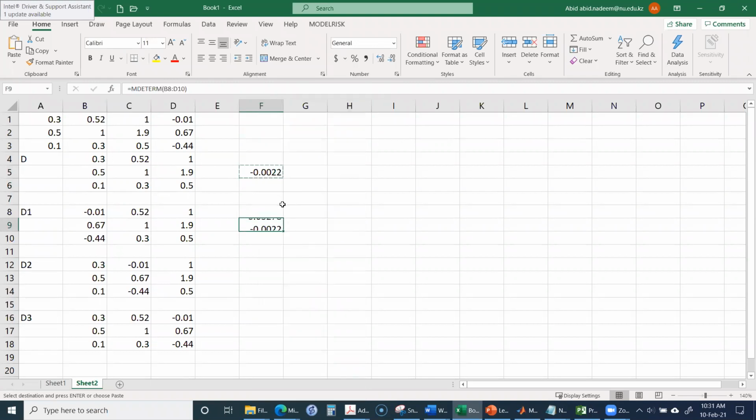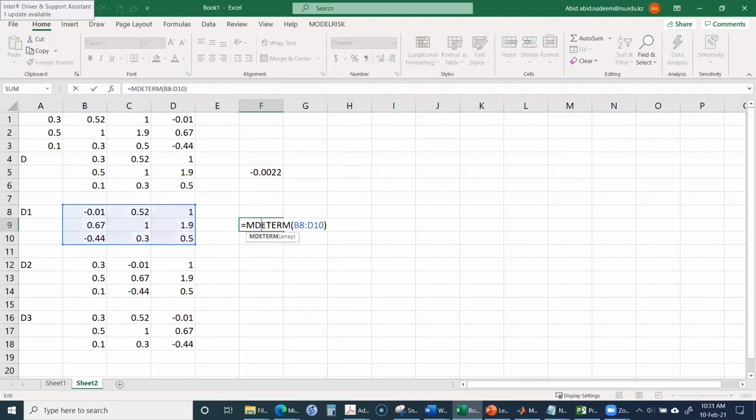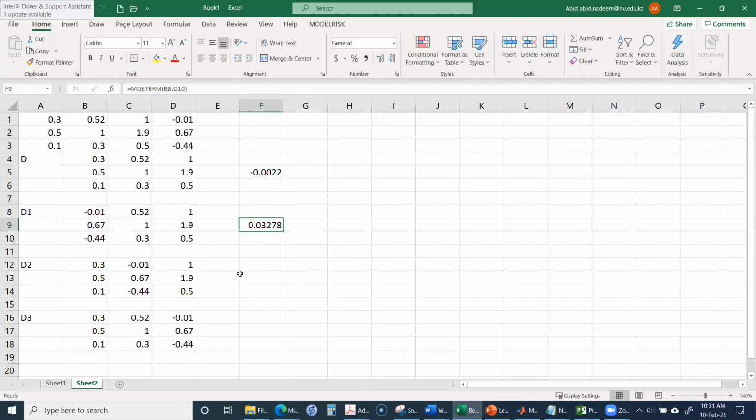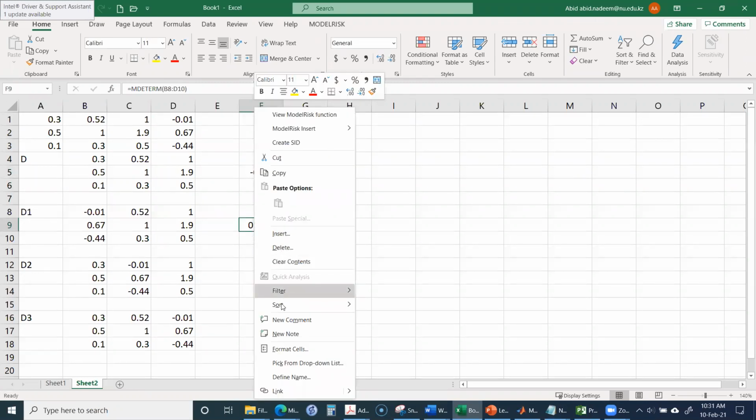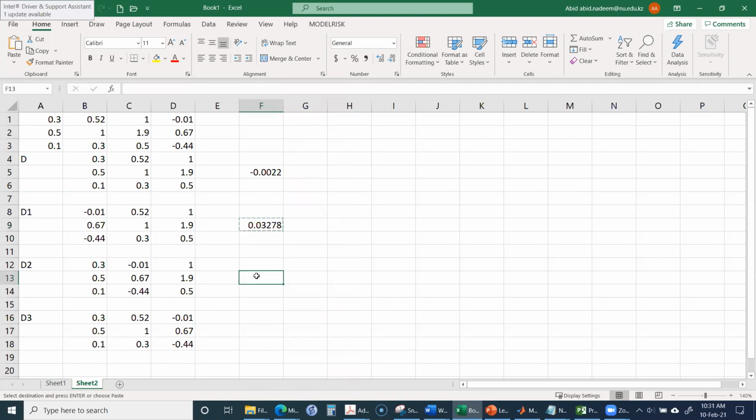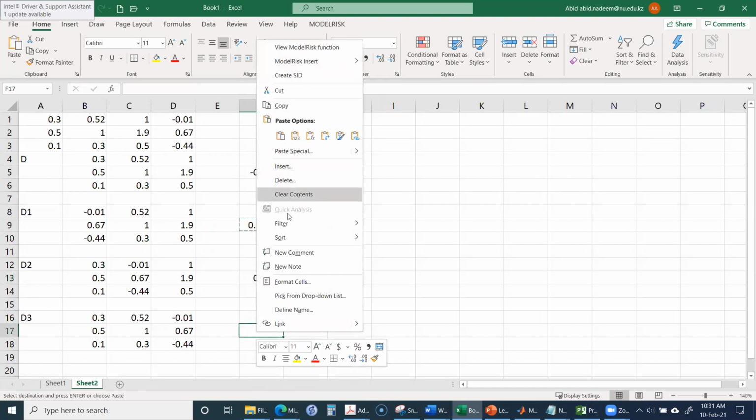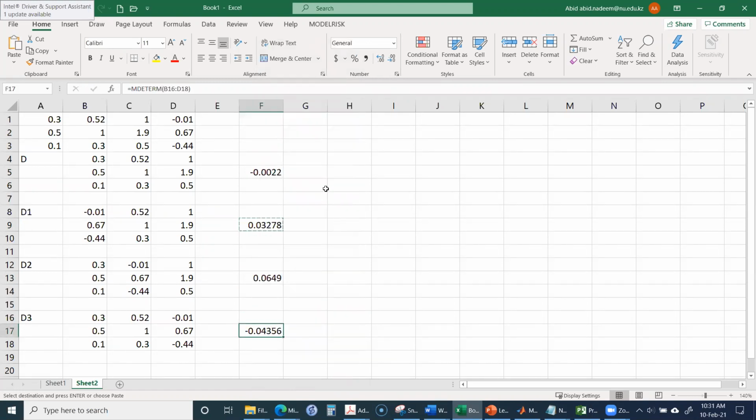what is the determinant over here? So this is the determinant for this, okay? And similarly, I just copy and paste. It will automatically adjust the formula, okay? Paste.